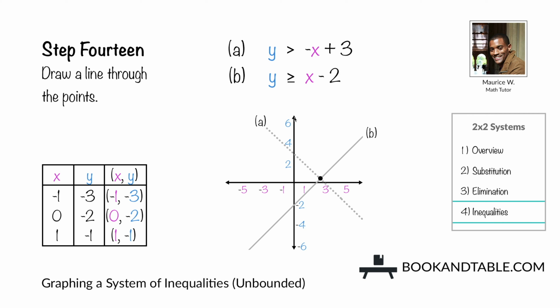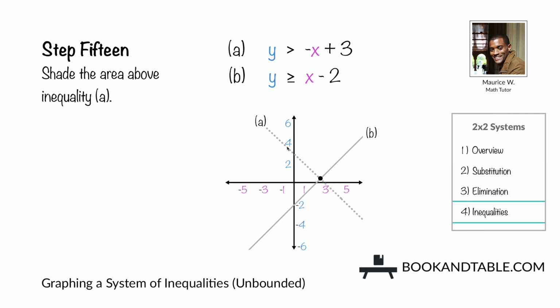So step 14, draw a line through the points. And it is a solid line since inequality B is greater than or equal to. So the solutions are included on the line. In inequality A, they are not included along the line. And now that we have the sketch for both lines, we can now shade the areas that represent the solutions for each individual inequality. We want to shade the area above, greater than, above inequality A.